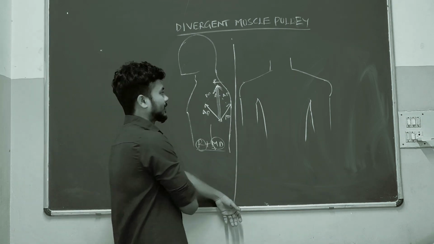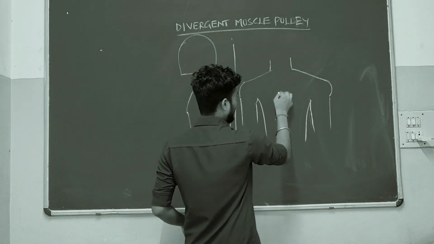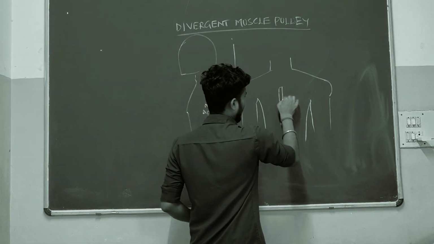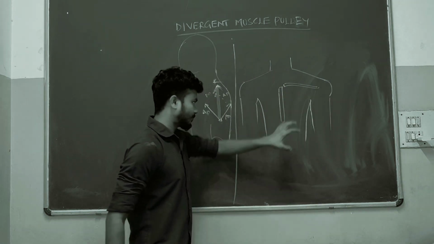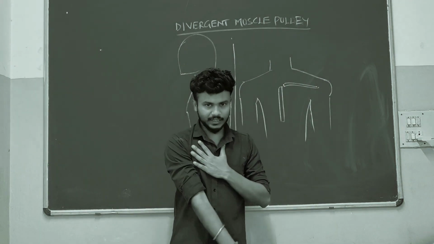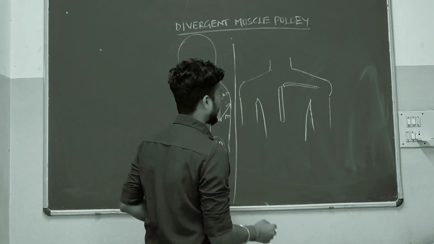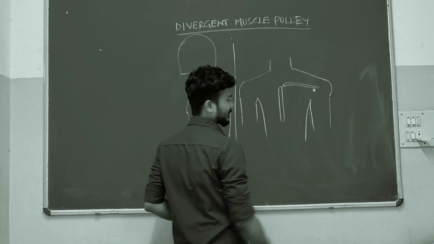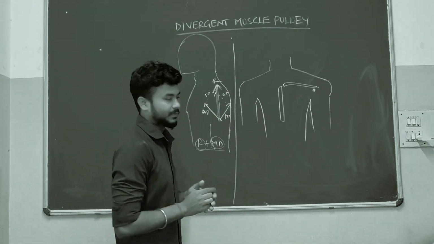Second example: suppose we are seeing the person anteriorly. Here we will have the sternum. This is our clavicle. So what is the adductor muscle? The pectoralis major muscle is there. Here is the insertion of the pectoralis major. We are not going deep, just trying to understand what a divergent muscle pulley is.